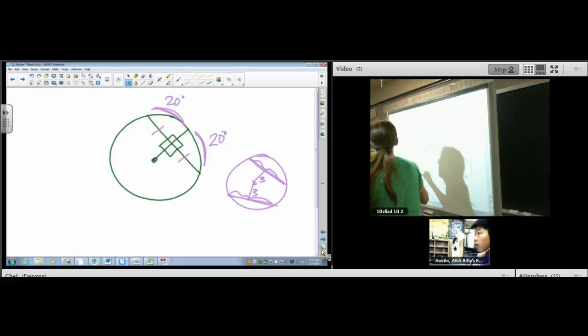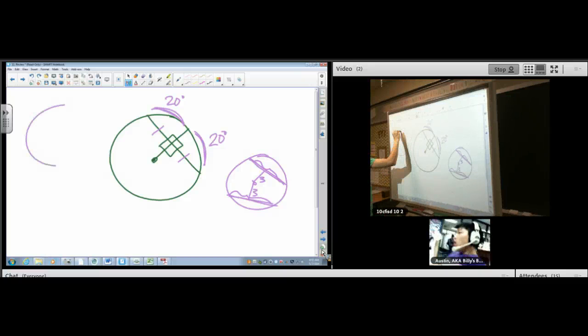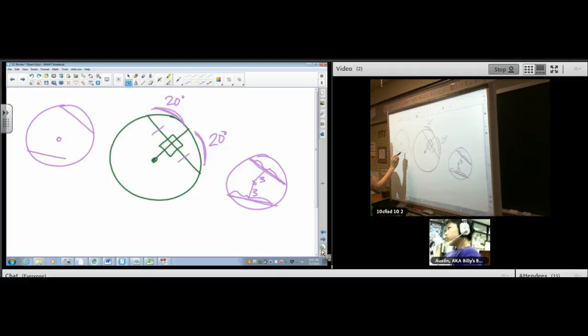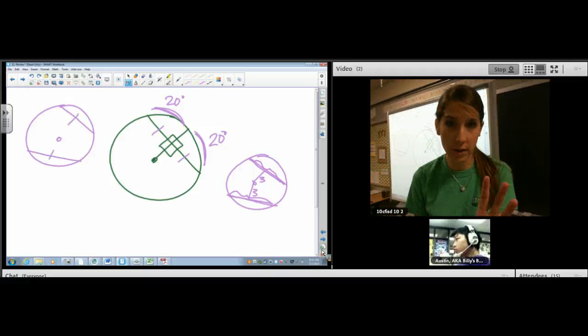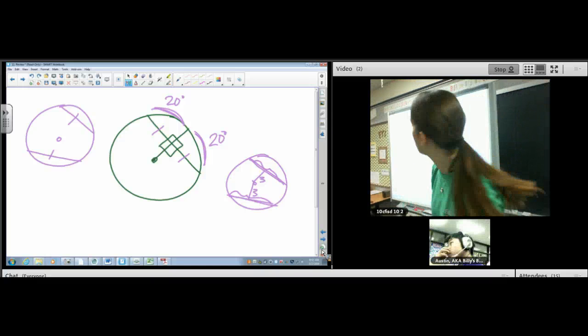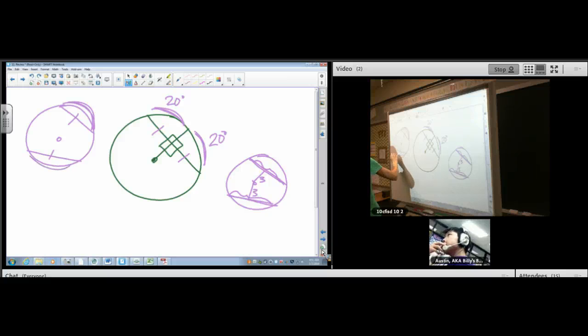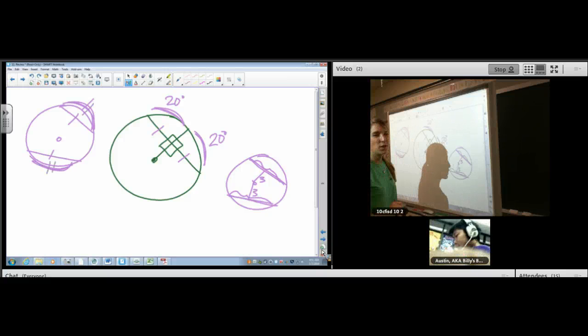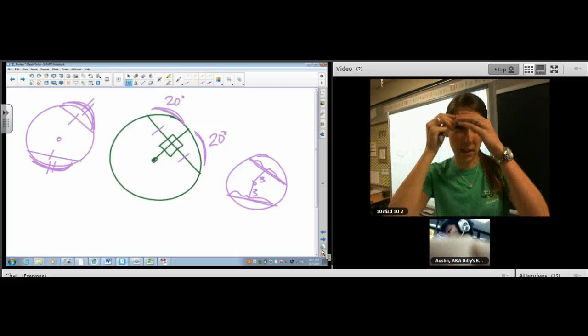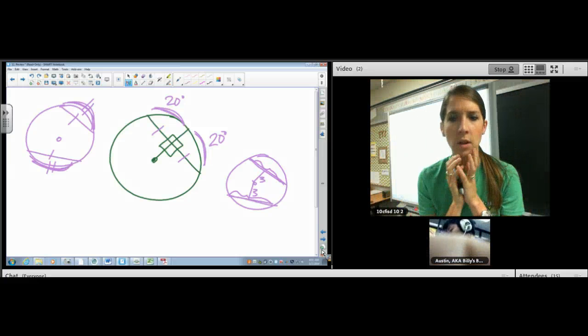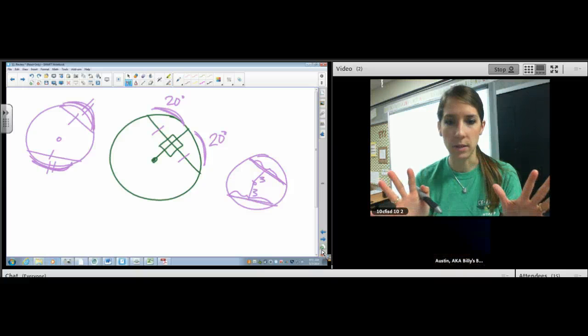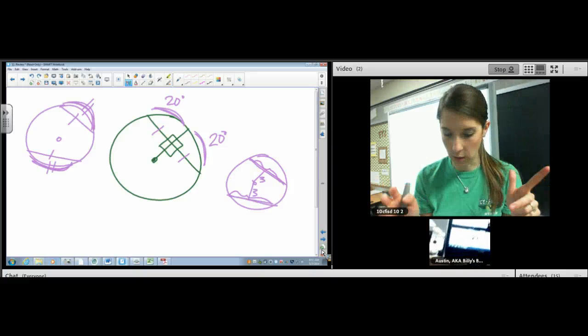The last theorem that we learned that day was congruent chords intercept congruent arcs. So if those two chords are the same length, then that means the arcs that they intercept are congruent. So that arc is congruent to that arc. You don't really put tick marks on arcs, so I'm just doing that to emphasize that they're congruent. Okay, so those 3 theorems. Okay, so that was our chords day.